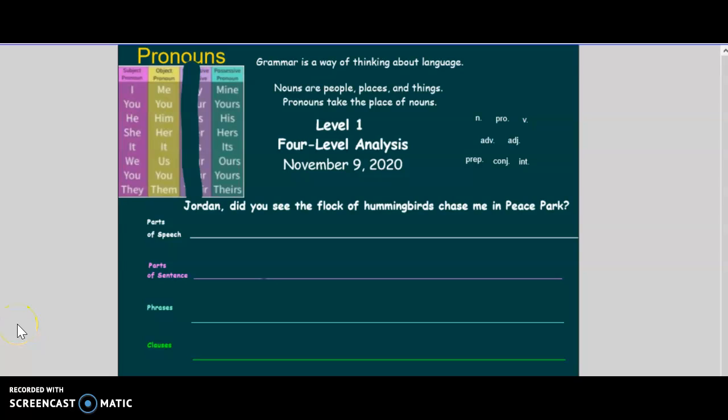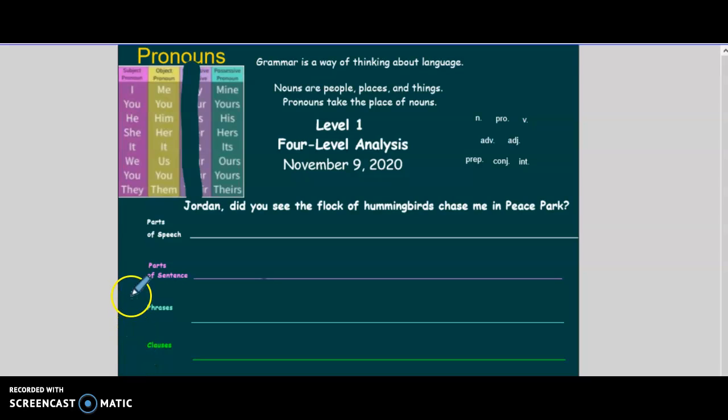Good Monday morning. So today we're going to talk about some grammar. There are lots of different ways to talk about grammar. Grammar is a really big subject. In my class, we break it down into 4 different parts, and then each of those 4 parts gets broken down, and each of those get broken down, right? So the 4 main parts of grammar are parts of speech, parts of sentence, phrases, and clauses.